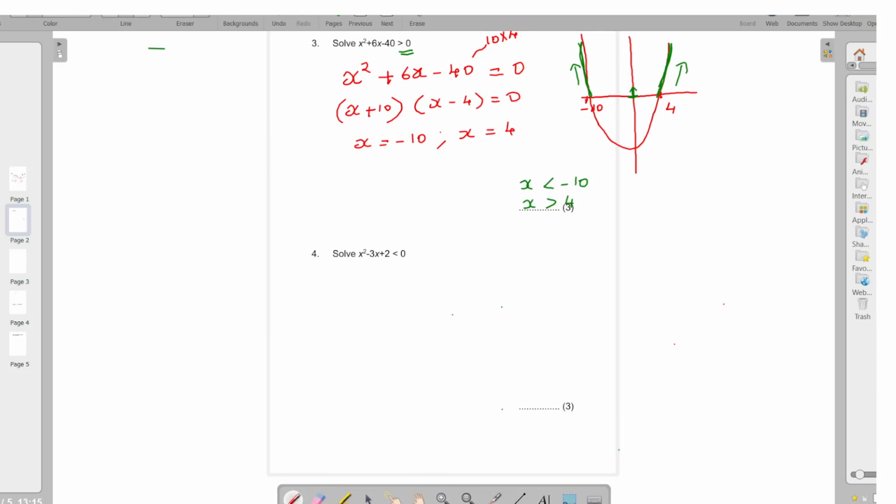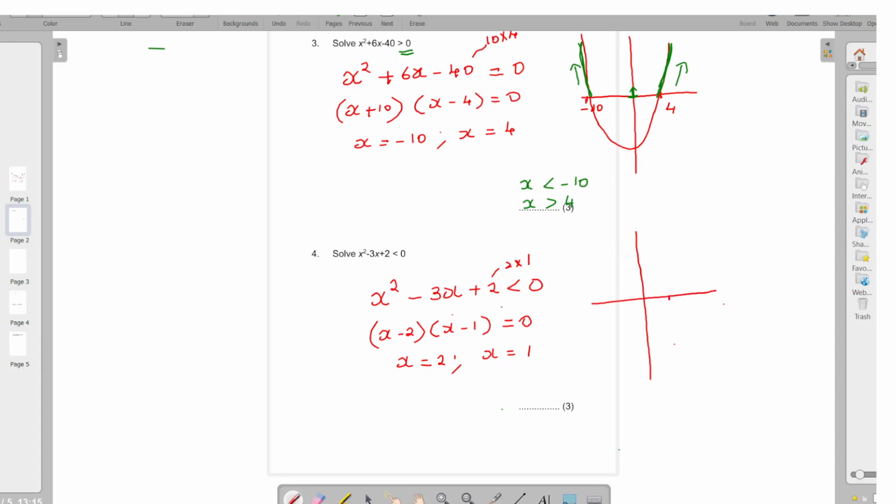Question 4 is x squared minus 3x plus 2 is less than 0. So this is 2 times 1. We could write (x minus 2) times (x minus 1) is equal to 0, which means x is equal to 2 or x is equal to 1. So let's do that. That is 1, that is 2. The graph is going to go like this.